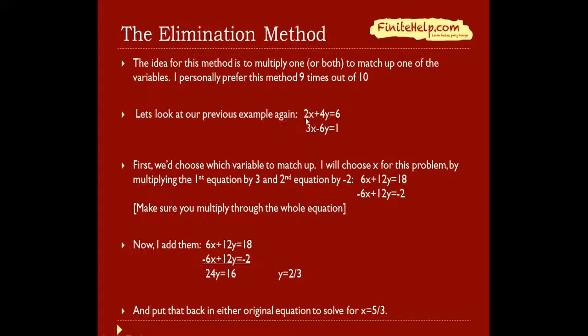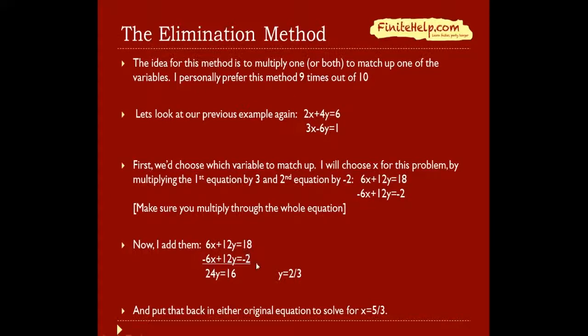I'm going to do that by multiplying the first equation by 3 and the second equation by -2. And here is what they're going to be. Make sure you multiply through the entire equation. A common mistake is to multiply only the x and y terms and forget to multiply the constant.